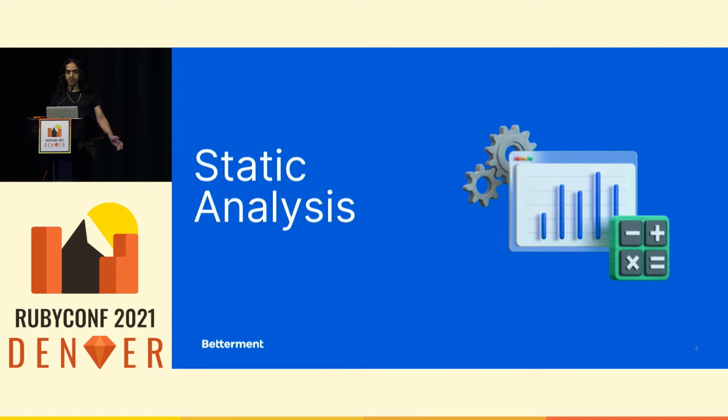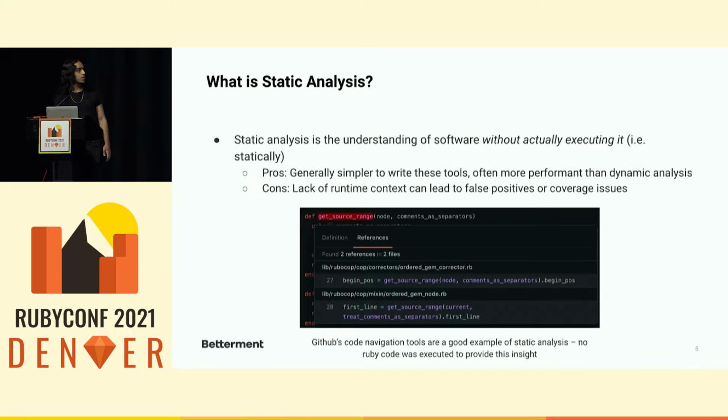Cool. Static analysis. What is it? It's just a fancy computer science way of saying understanding programs without actually executing them. The opposite would be dynamic analysis, where you might, for example, use a debugger to inspect your program and get some static concrete values out of it. There's some pros and cons to using static analysis. The pros being generally that these programs are a lot easier to write and are a lot more performant. But this usually comes at the expense of false positives and coverage issues.